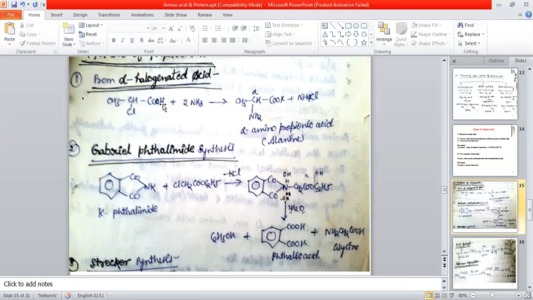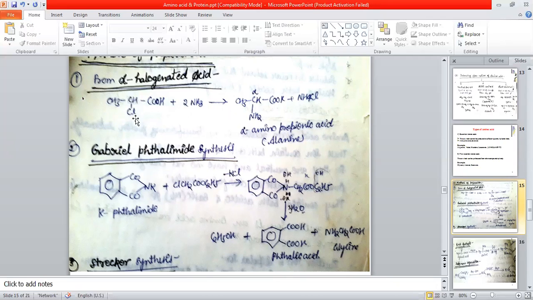The first one is from alpha halogenated acid. Firstly, you have to make a table where you will write these headings. On the basis of the headings, you will attempt all those things. From the alpha halogenated acid, as the name indicates, on the alpha carbon atom there will be a halogen. So that's why this one is called alpha halogenated acid.